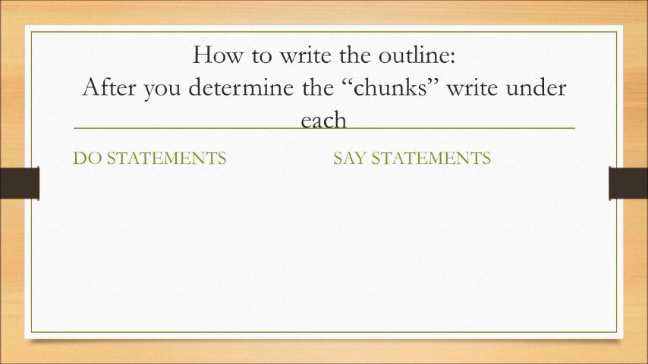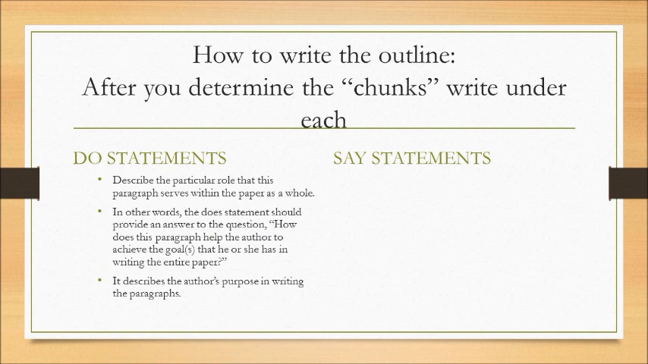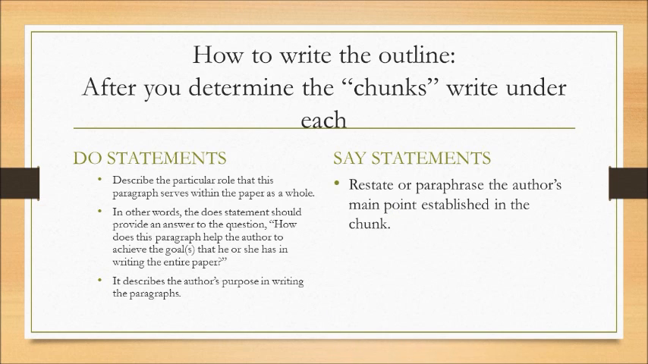Underneath each of the labels you will have 2 bullets, do and say. The do statements are the more difficult because here is where you are trying to guess the author's intentions. What is the specific purpose of the essay chunk? This has nothing to do with any topic. In fact, the do statements should have little or no details from the essay. The say statements, however, are only about the content of the essay. This is a paraphrase of what the author has written.